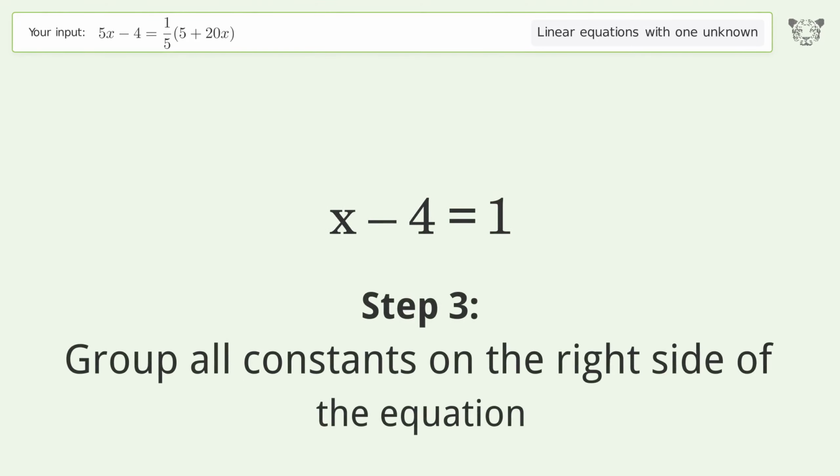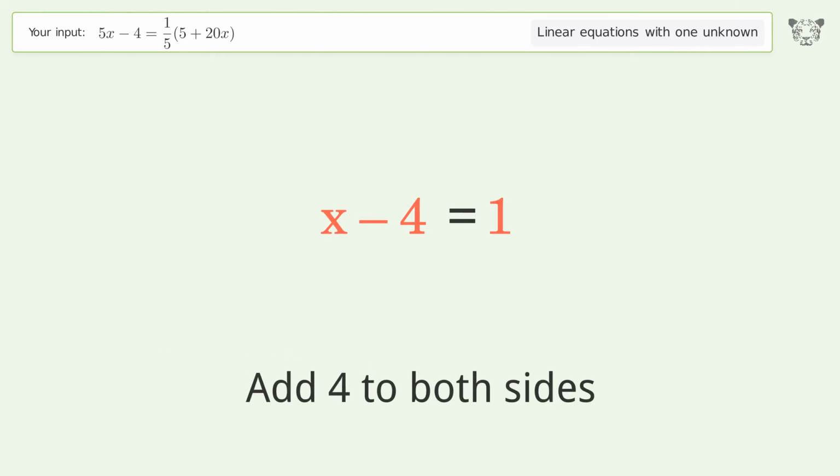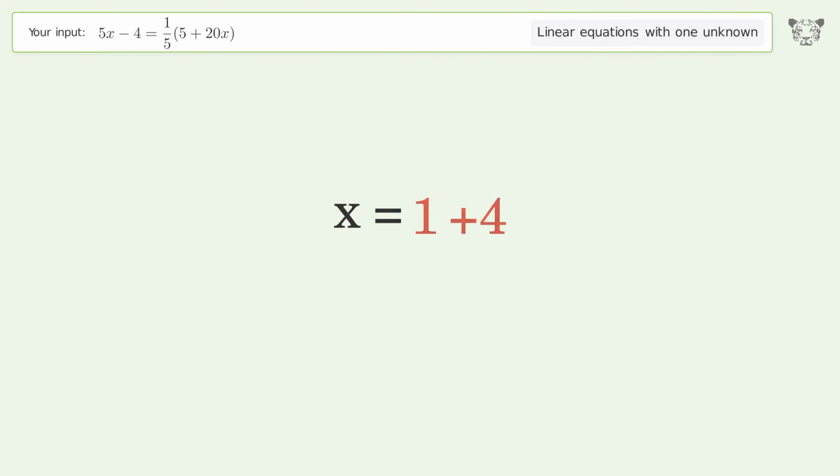Group all constants on the right side of the equation. Add 4 to both sides. Simplify the arithmetic. And so the final result is x equals 5.